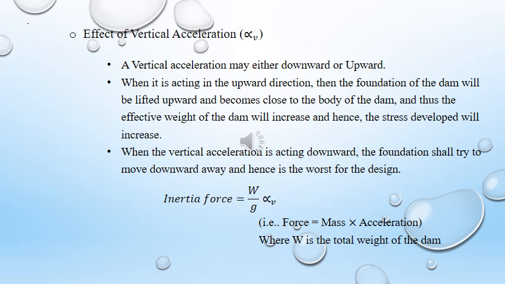When the vertical acceleration is acting downward, the foundation shall try to move downward away from the dam body, thus reducing the effective weight and stability of the dam, and hence it is the worst case for the design. When the vertical acceleration acts downward, the foundation and the body of the dam will be separated from each other, so the stresses will reduce.